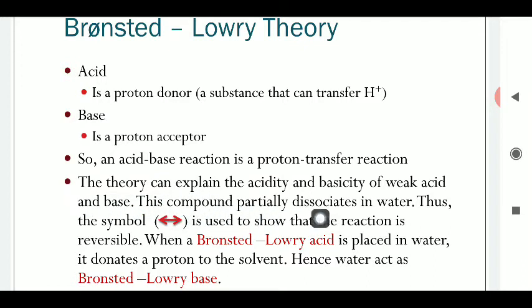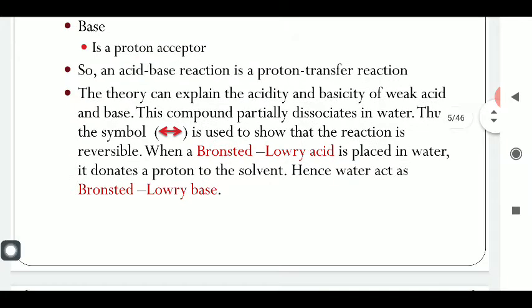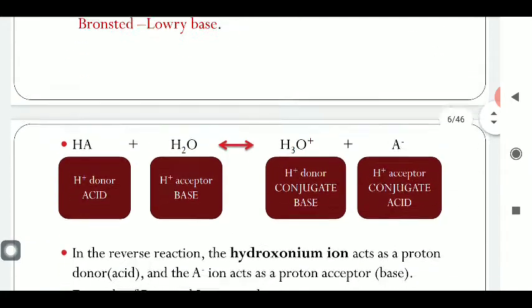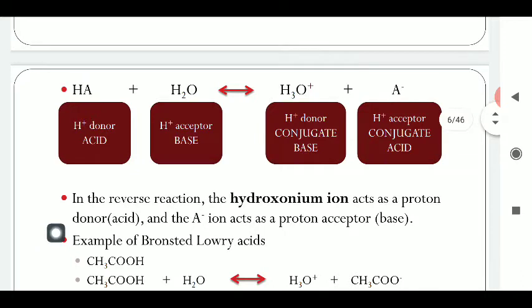According to this theory, it explains the acidity and the basicity of the weak acid and base. This compound partially dissociates in water, and this reversible symbol is used to show their reaction. All those compounds which can donate the proton are known as acid, and which can accept the proton are known as bases. And you can easily explain this concept here.